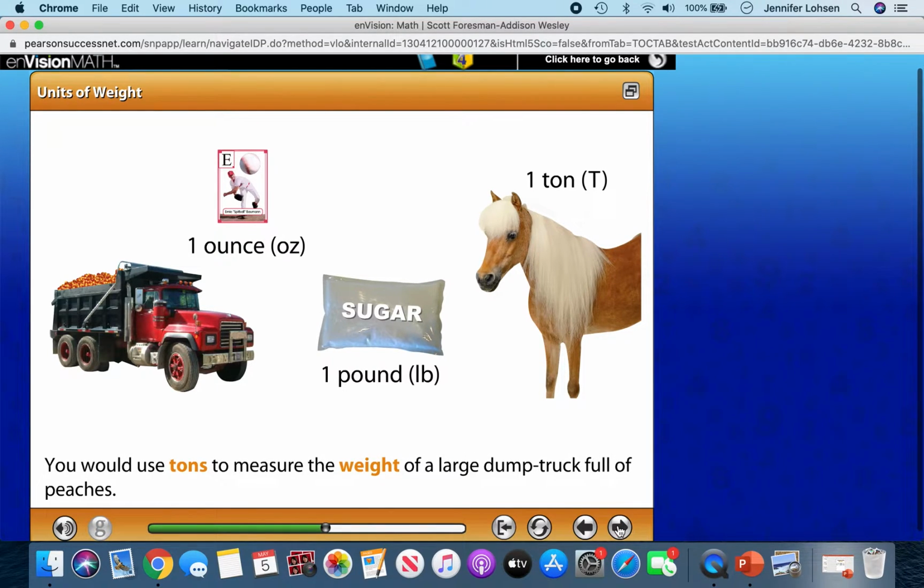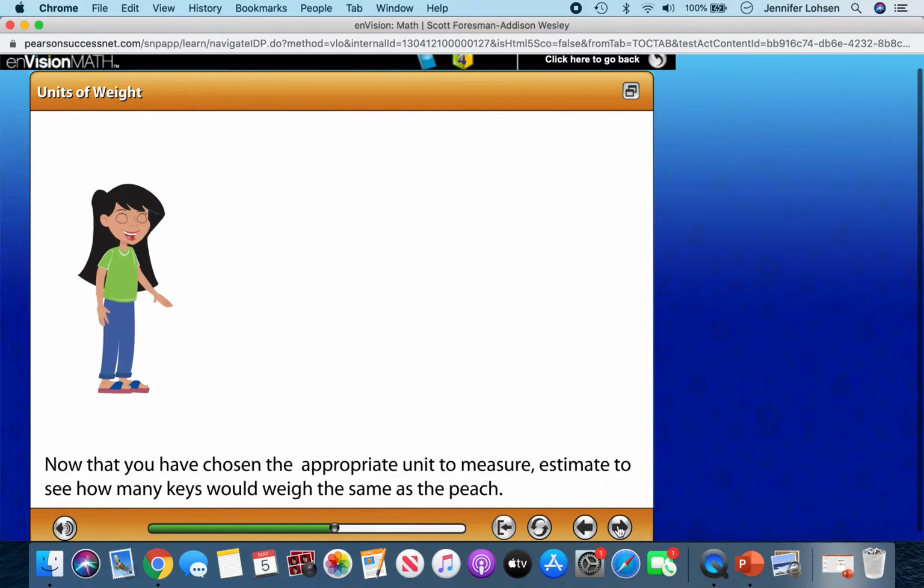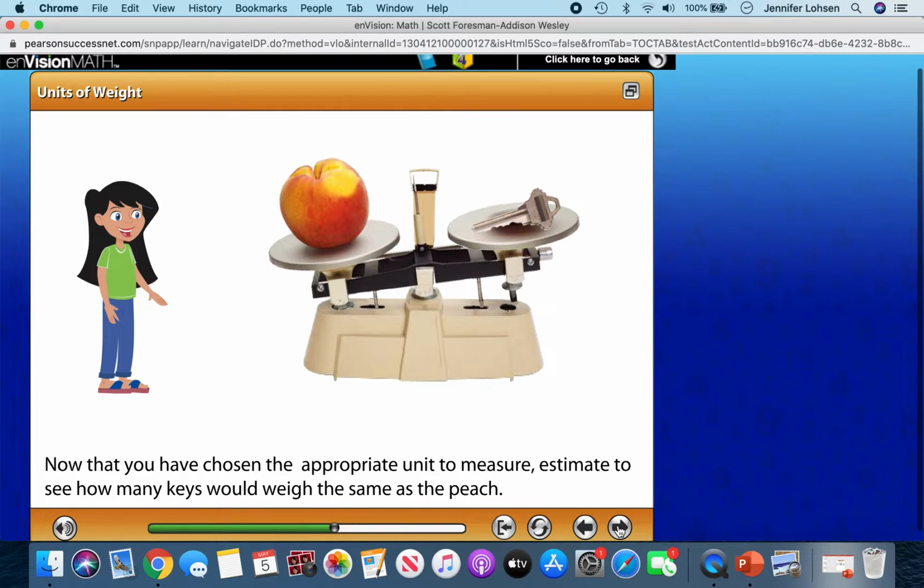You would use tons to measure the weight of a large dump truck full of peaches. If you went with tons, you're absolutely correct. Now that you have chosen the appropriate unit to measure, estimate to see how many keys would weigh the same as the peach. Okay, so let's think back to the beginning of this video. They said that the key weighs approximately 1 ounce.